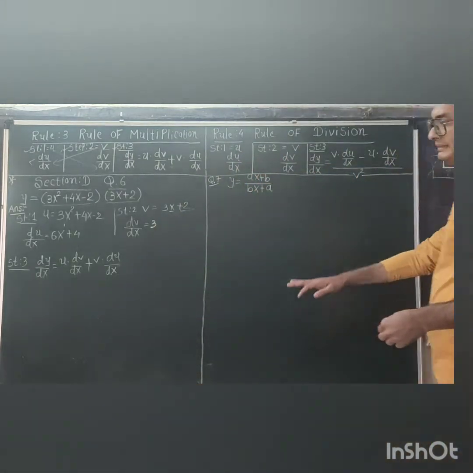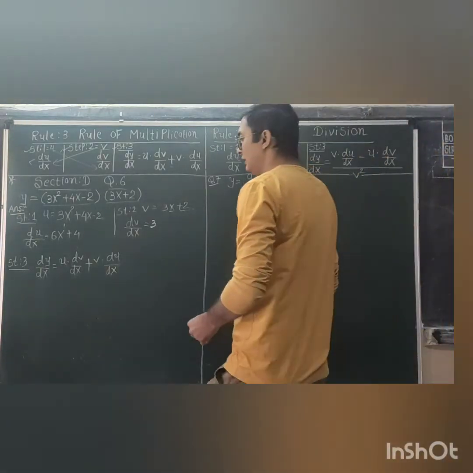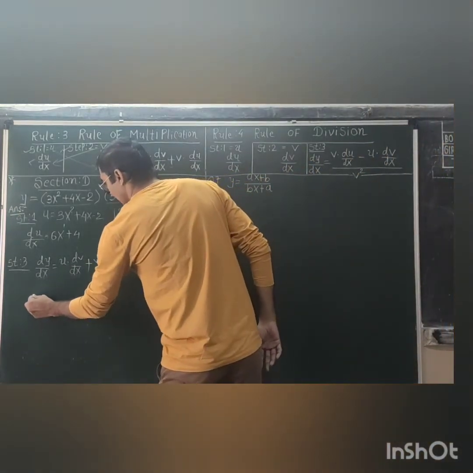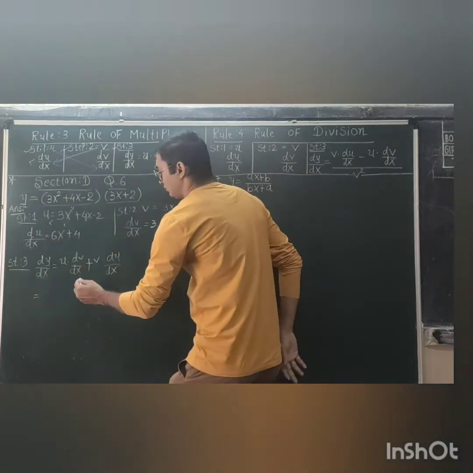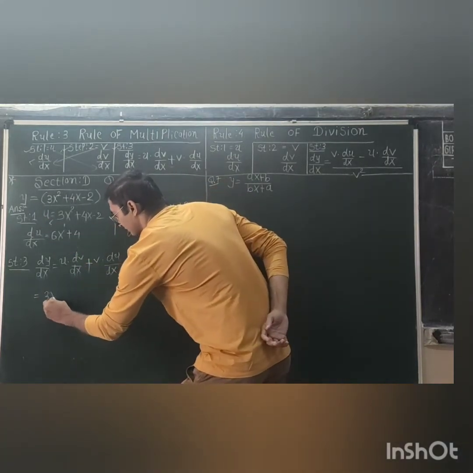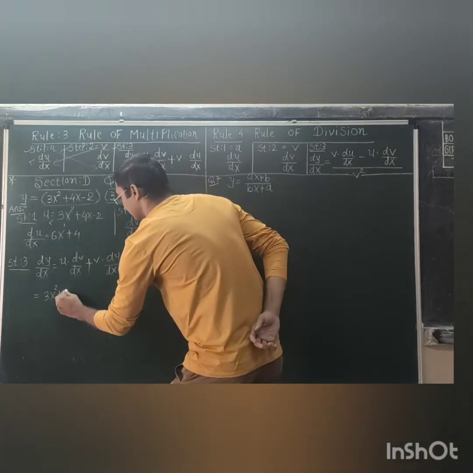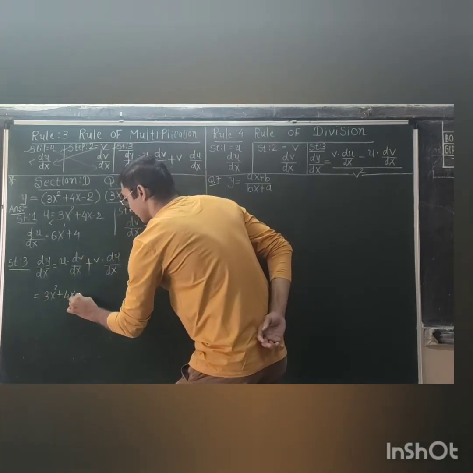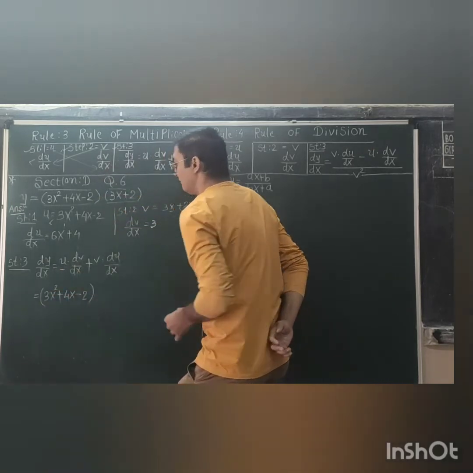So now this is the main formula, called the rule of multiplication, and now we have to write down the values according to this formula. First of all, here it is u, so instead of u, the value is 3x squared plus 4x minus 2. This is the value of u.